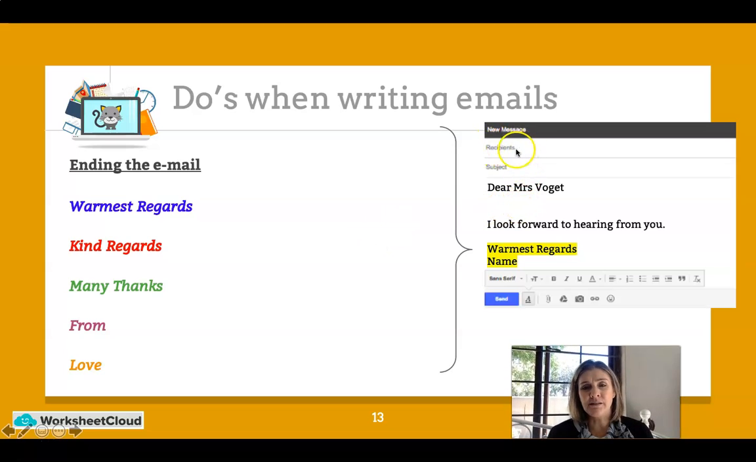And you can look at this example. So again, email subject, capital letters for the beginning of each word. Dear Mrs. Vauger, remember we would have had, I hope this email finds you well, skip a line. The body of your email, skip a line. I look forward to hearing from you, skip a line, warmest regards, and your name.